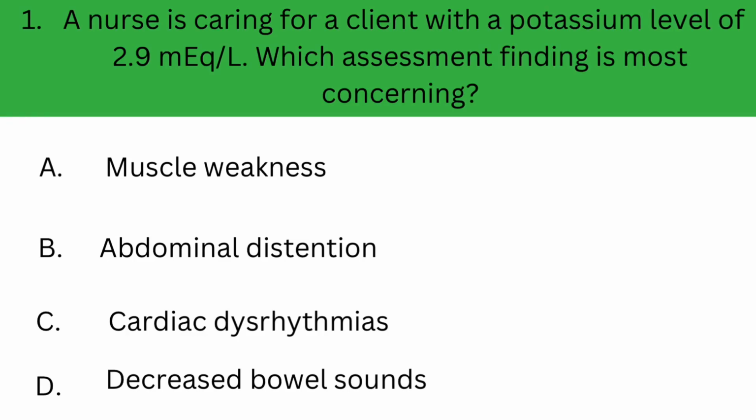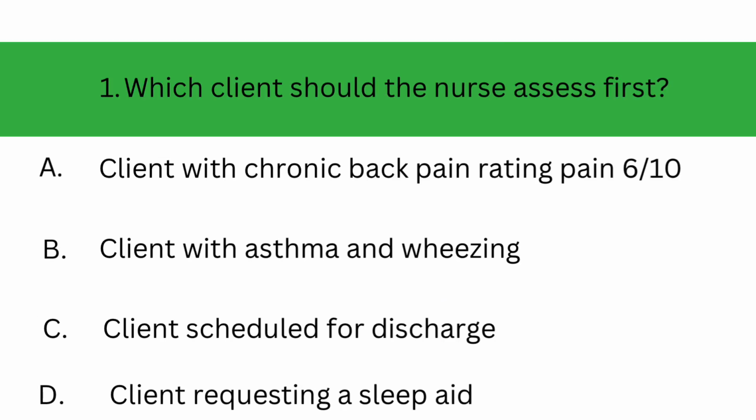1. A nurse is caring for a client with a potassium level of 2.9 mEq/L. Which assessment finding is most concerning? A. Muscle weakness. B. Abdominal distension. C. Cardiac dysrhythmias. D. Decreased bowel sounds. Correct answer: C.